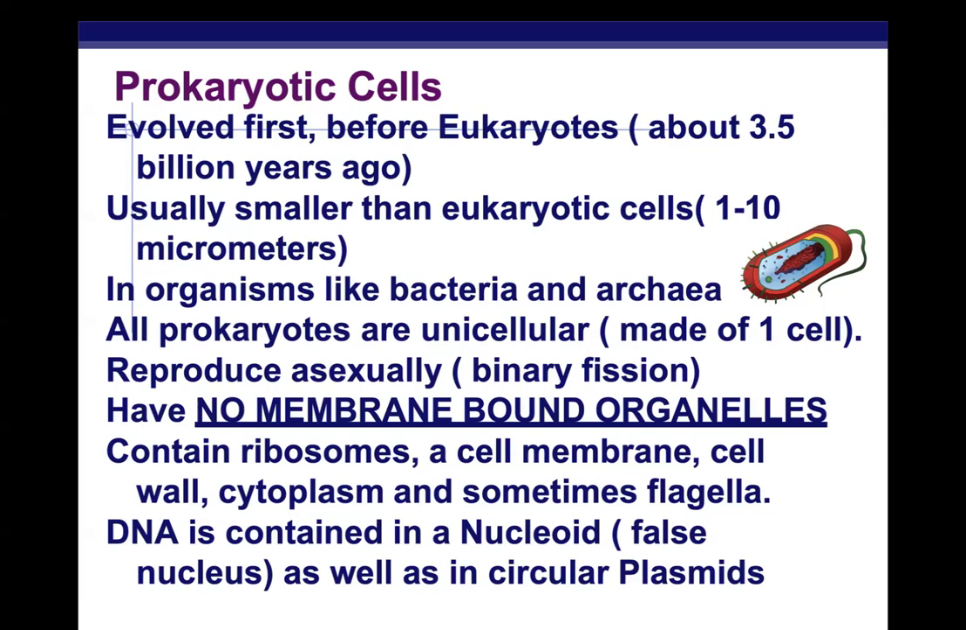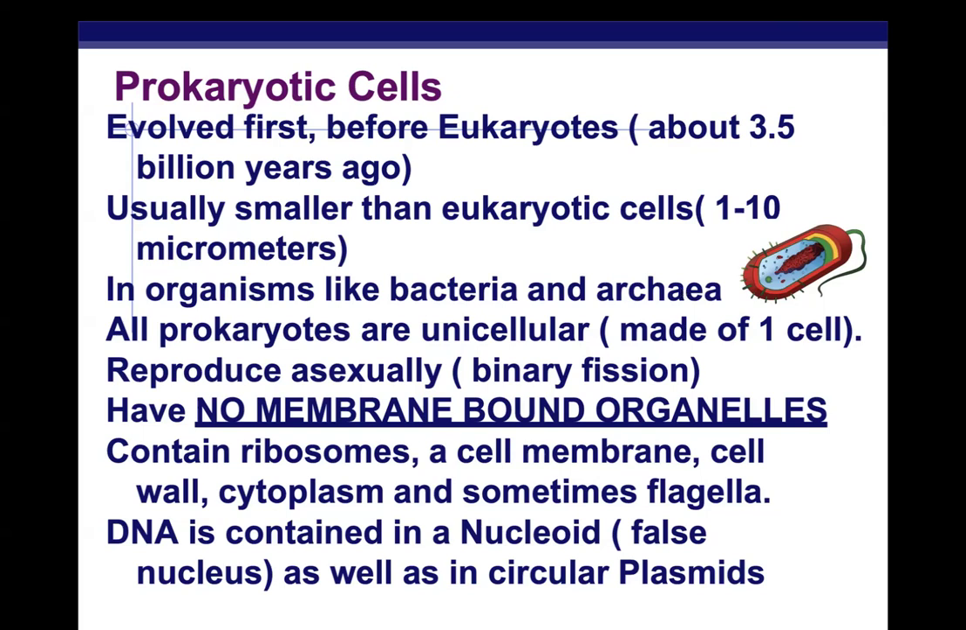They don't have things like the mitochondria. They don't have things like Golgi bodies. All of those same functions are achieved through enzymes that are dissolved in the cytoplasm, just inside the cell. They do, though, contain ribosomes, a cell membrane, and a cell wall. So prokaryotes all have a cell wall, cytoplasm, and sometimes flagella, which is this whip-like tail structure you see in this picture that I included.